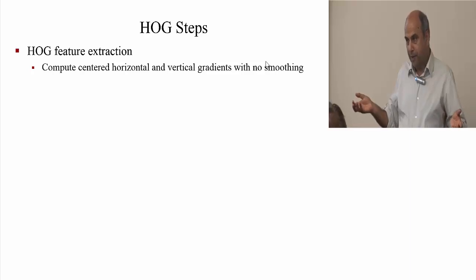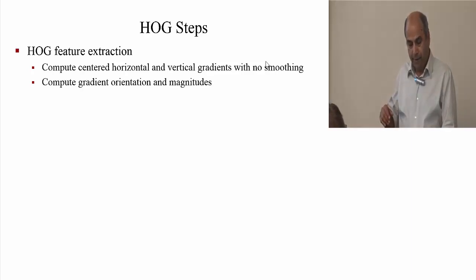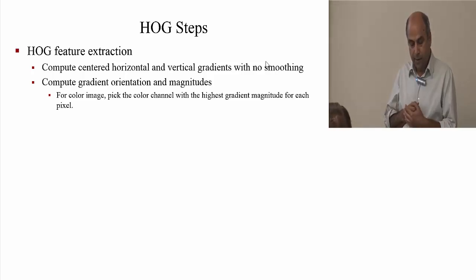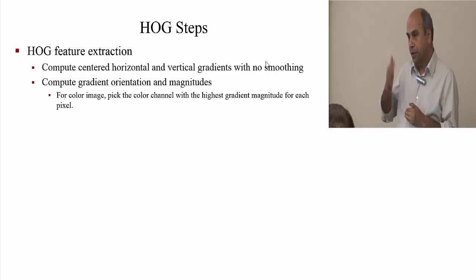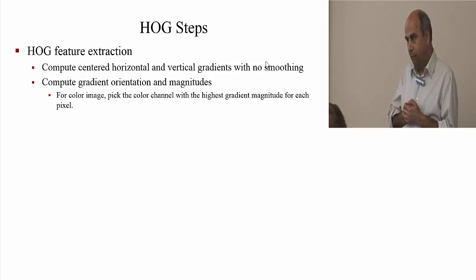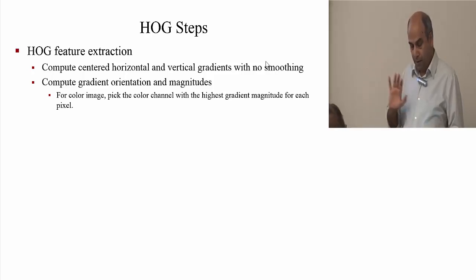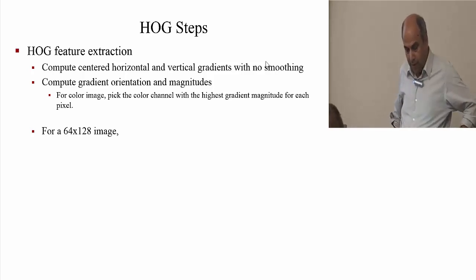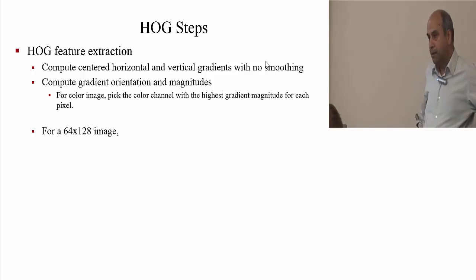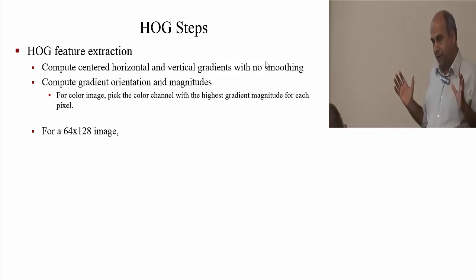You compute the gradient, as we have been doing, and then you have gradient orientation and magnitude. If you have color images, you know we have 3 channels, so you can pick the one with the highest magnitude and just find the HOG for one channel. Originally this was designed for detecting humans in an image, so the standard size is a 64 by 128 image, and we want to come up with a descriptor for that. The SIFT descriptor was for 16 by 16, but this is a bigger one.